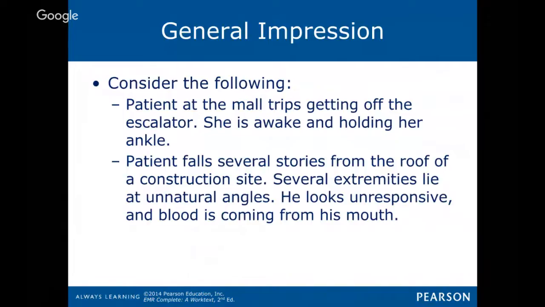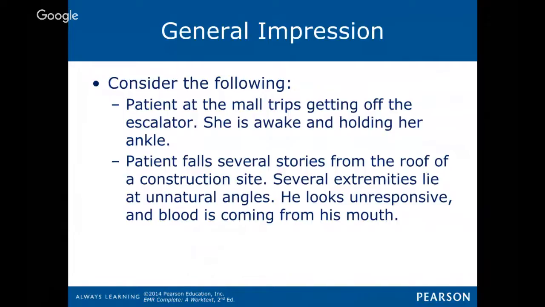So consider the following: a patient at the mall trips getting off of the escalator. She is awake and holding her ankle. So scene size up consideration. Are there any hazards from the escalator? Did she fall from the last step from the top? Is her ankle injury open or bleeding? Let's say that it is open, but it's not bleeding heavily. Is that a life-threatening situation? Not at this time, it's not, right? So be aware of that. Sometimes we have what I guess the industry calls distracting injuries.